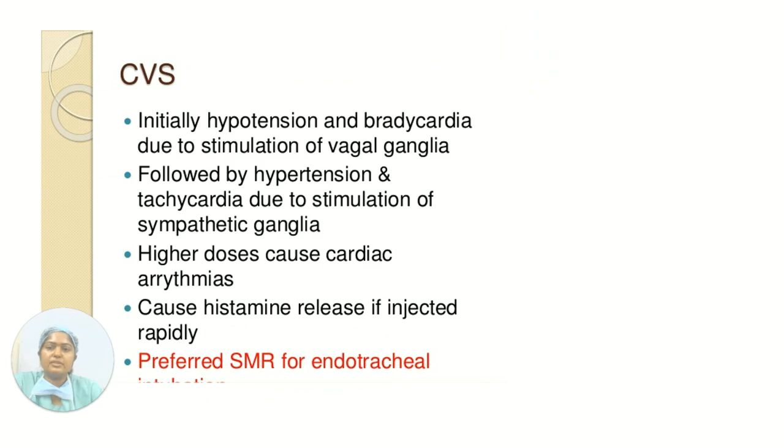Its actions on the cardiovascular system: initially, succinylcholine causes hypotension and bradycardia due to the stimulation of vagal ganglia, followed by hypertension and tachycardia due to stimulation of the sympathetic ganglia. At higher doses, it can cause cardiac arrhythmias. It causes histamine release if injected rapidly. It is the preferred muscle relaxant for endotracheal intubation.